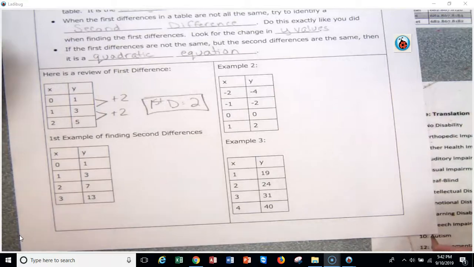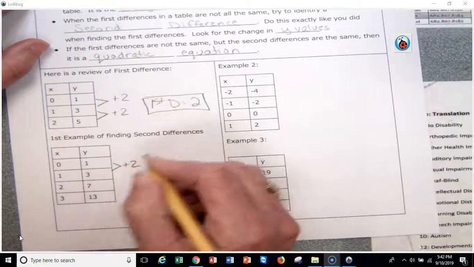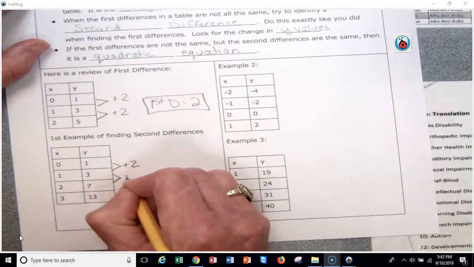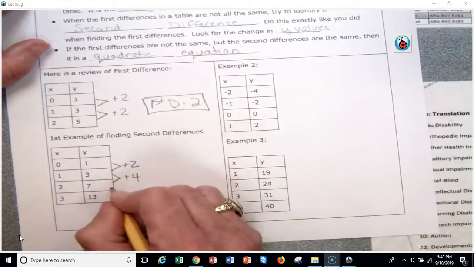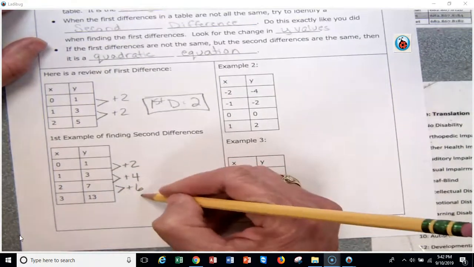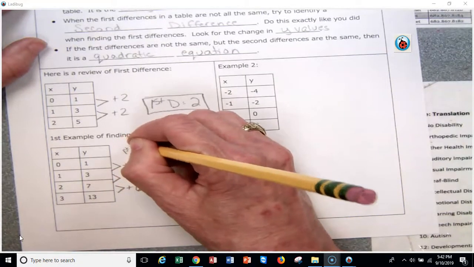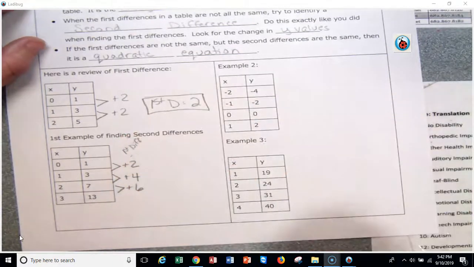So let's look at this. To go from 1 to 3 is plus 2, and to go from 3 to 7 is plus 4, and to go from 7 to 13 is plus 6. So my first differences, these are my first differences, they are not the same.